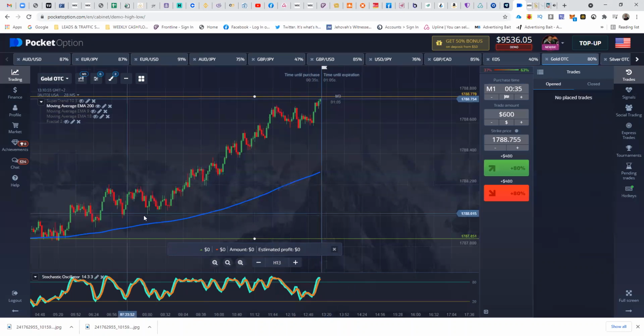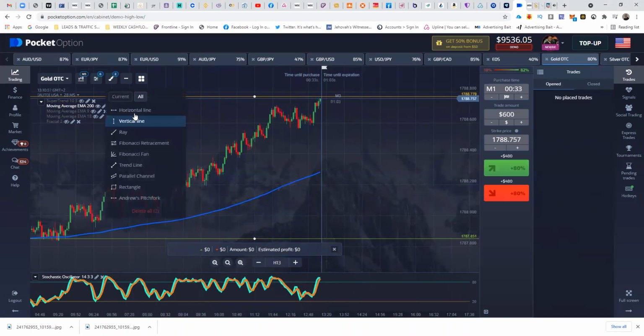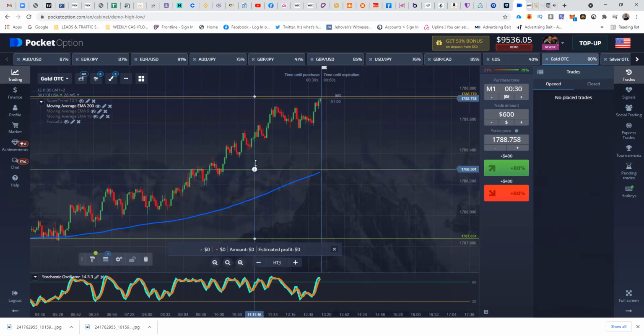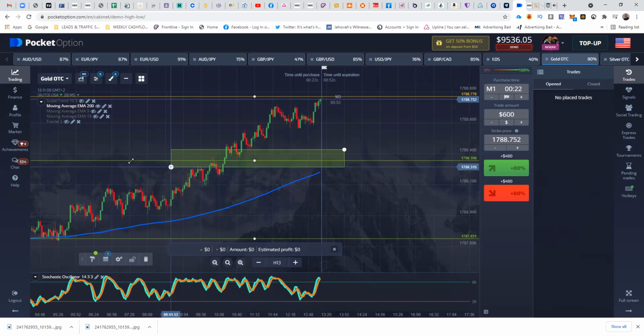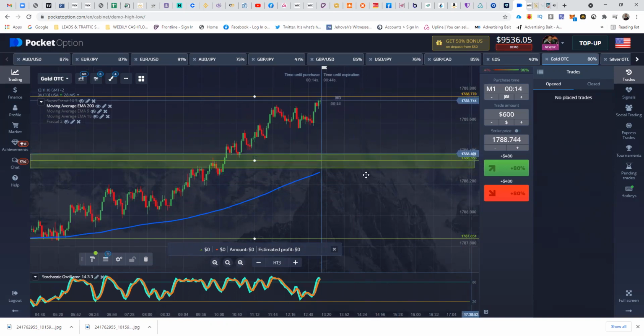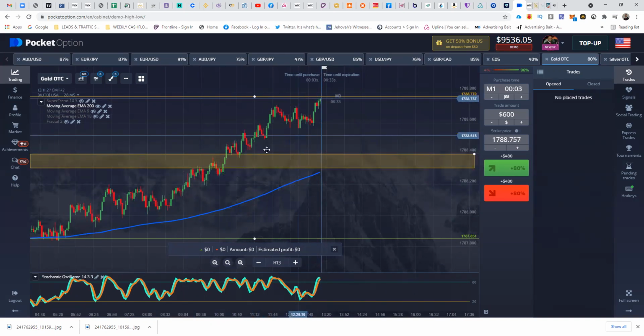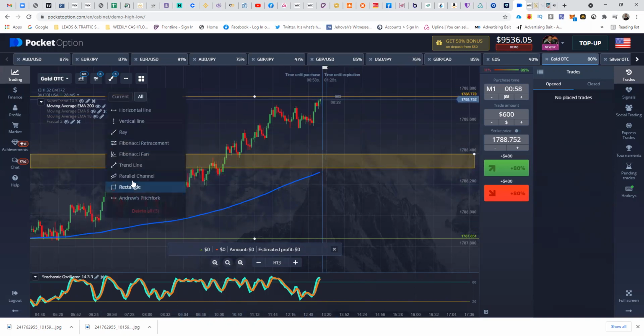And so at this point, I would say that this is probably a good horizontal line to put here. Then I'm going to draw a zone based off of that. Stretch it all the way out here. I'm going to change it to yellow. Now take this out. Now mark this up.